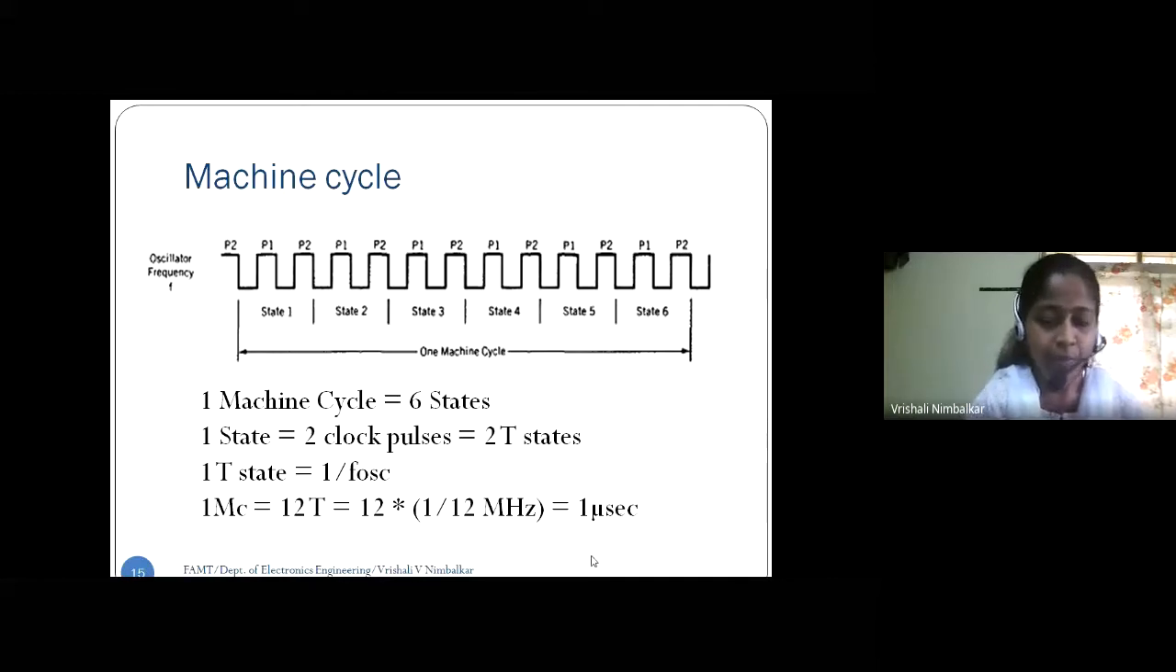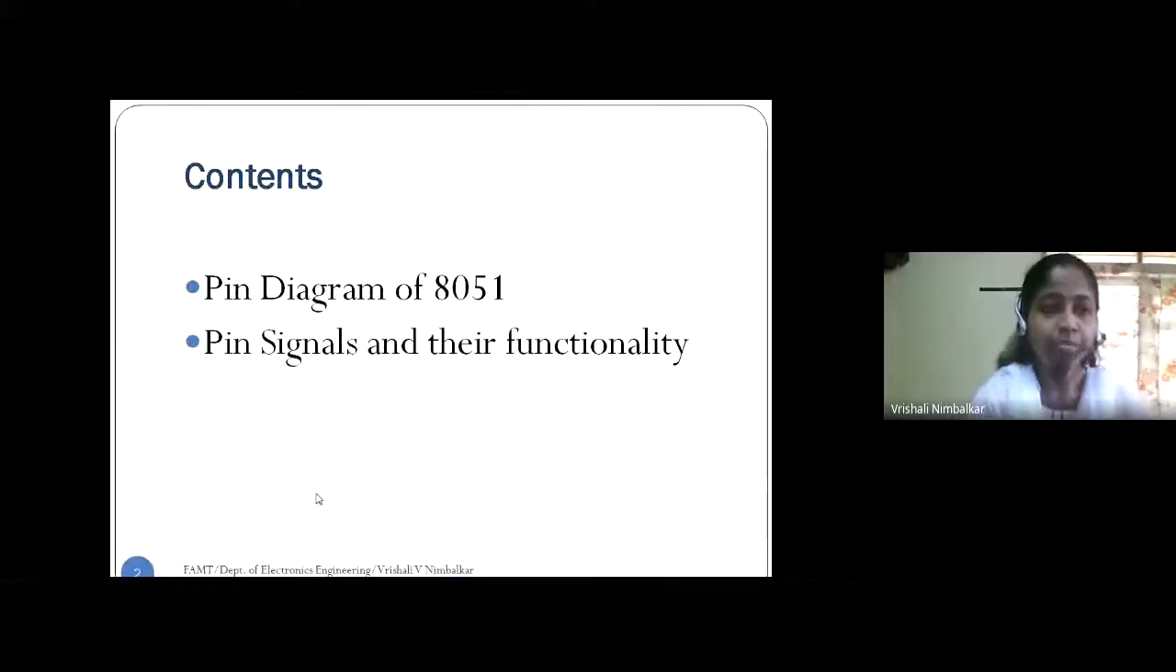So here we end our architecture part. Okay. Now we will go for the next point, and that is we will look into the pin functioning of 8051. We will see each and every pin functioning. What are the signals associated with those pins of 8051? So this will be our next topic.